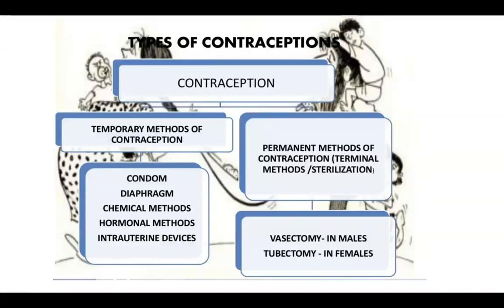The temporary methods of contraception include condom, diaphragm, chemical methods, hormonal methods, intrauterine devices, and permanent methods include terminal method, sterilization, which include vasectomy and tubectomy.